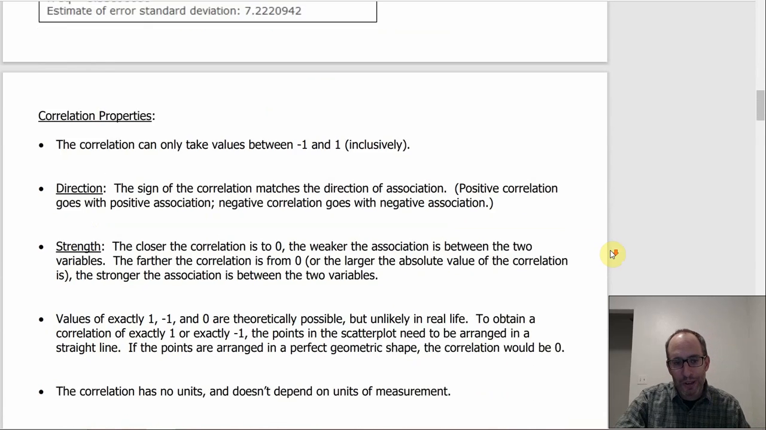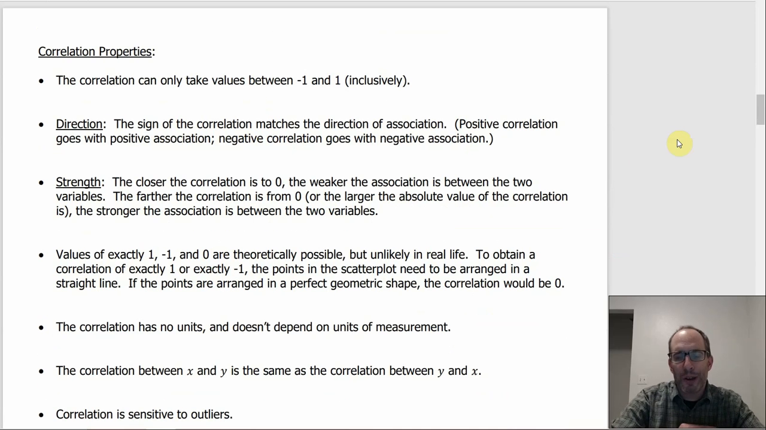Properties of the correlation. The way it's computed, you can only get values between -1 and 1. The reason I put inclusively there is because it is possible to get exactly 1 or exactly -1, although it's very improbable in real life, because those are the strongest possible correlations. So basically the way it works is that 0 is the weakest possible correlation, and as you go farther away from 0 in either direction, the correlation gets stronger and stronger and stronger. To get something that's exactly 1 or exactly -1, you'd have to have the points arranged in the scatter plot in a perfect straight line, which is theoretically possible, but in real life, you don't see that. It's never that perfect.